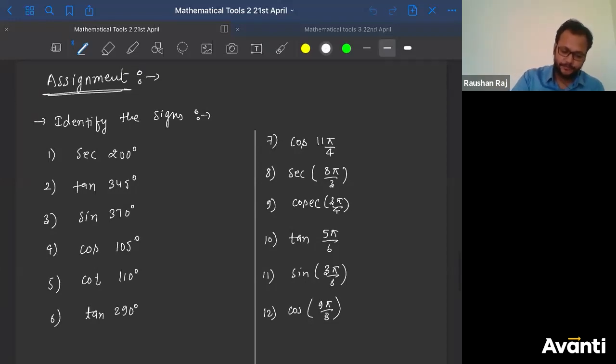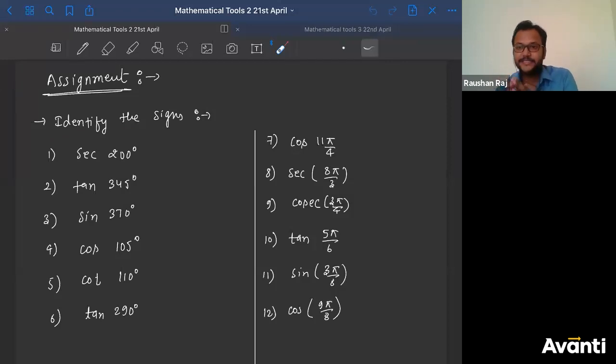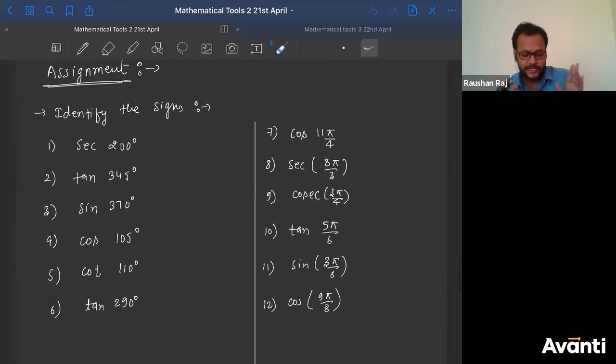First question is what? Firstly, identify the signs. Why did I give this particular thing first? Because you should be comfortable finding the signs of these trigonometric ratios. Because if you're not able to identify the signs, finding these values will be difficult. Okay, chalo, let us find this sign here.